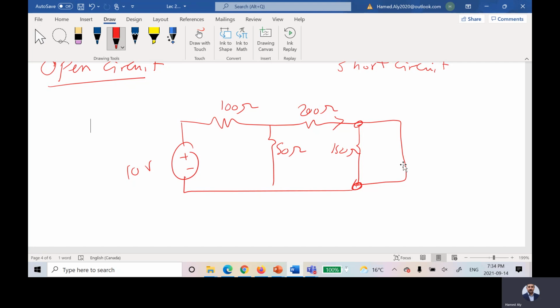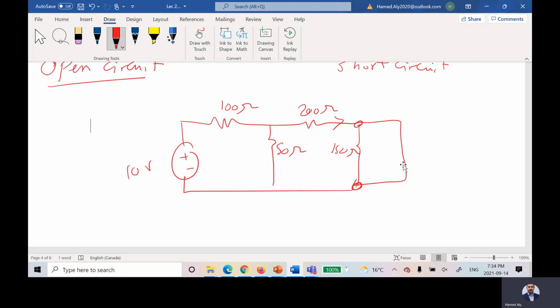What is the meaning of series? Series means I have two branches connected beside each other, and there is no distribution. There is no essential node between both of them. For example, nothing in this circuit is in series. But do we have parallel? Yes. We have the short circuit in parallel with 150.